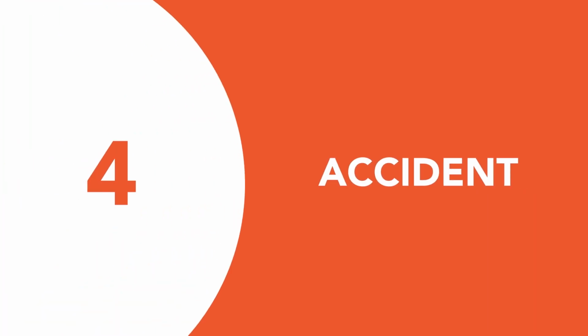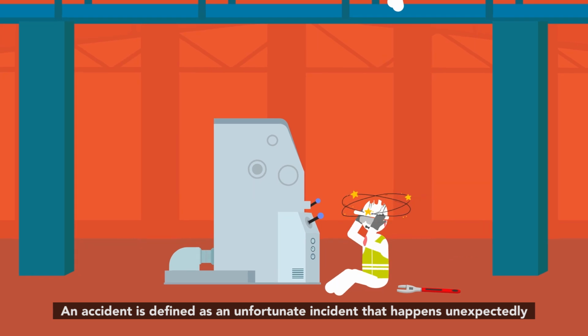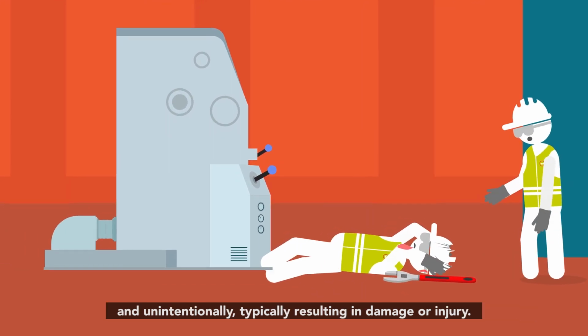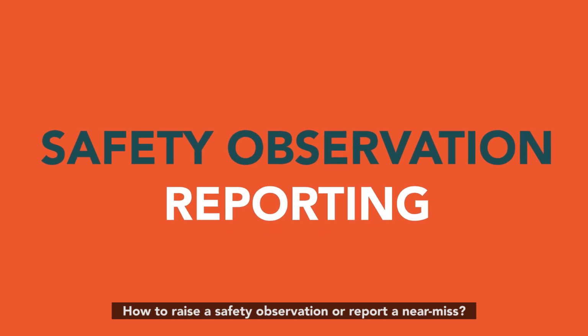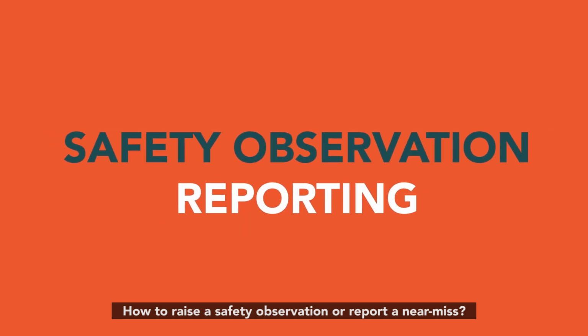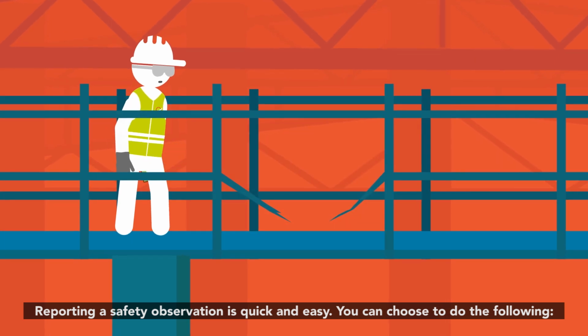4. Accident. An accident is defined as an unfortunate incident that happens unexpectedly and unintentionally, typically resulting in damage or injury. How to raise a safety observation or report a near miss? Reporting a safety observation is quick and easy. You can choose to do the following.